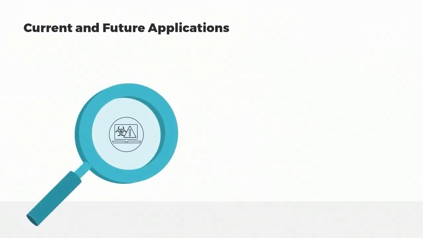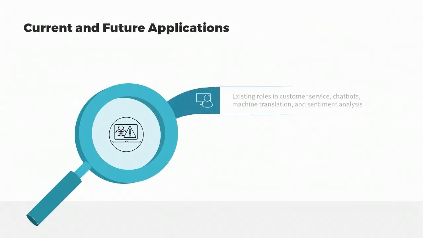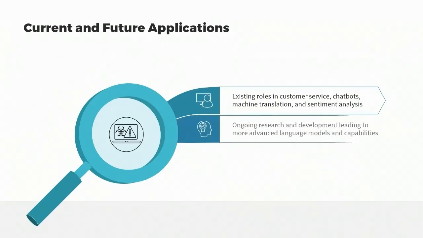Current and future applications of language models show the potential for AI to transform various fields. Let's take a look at how the evolution of language models might impact society in the present and future. Language models have already been applied in numerous roles, such as customer service, chatbots, machine translation, and sentiment analysis. These applications have shown promising results and have the potential to improve efficiency and accuracy in various industries, from education to healthcare to finance and more.